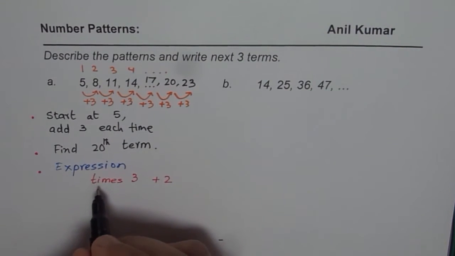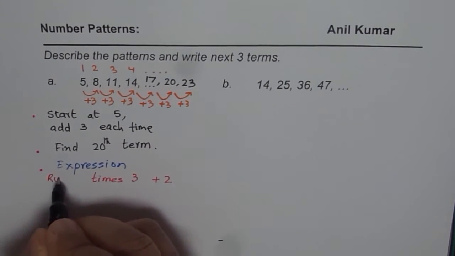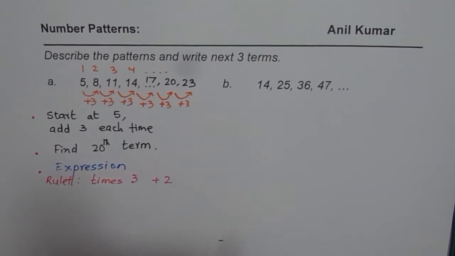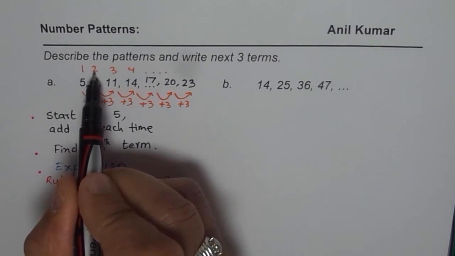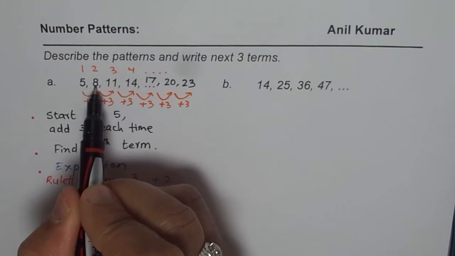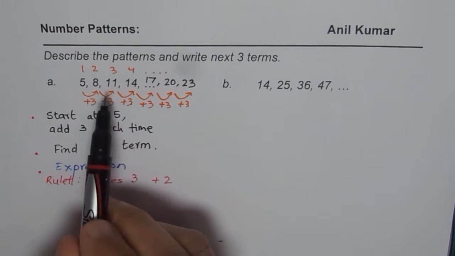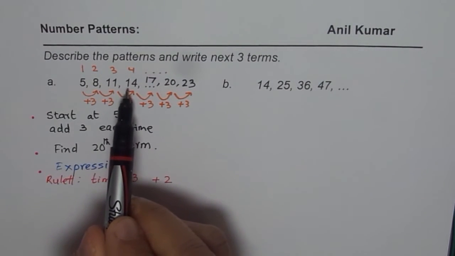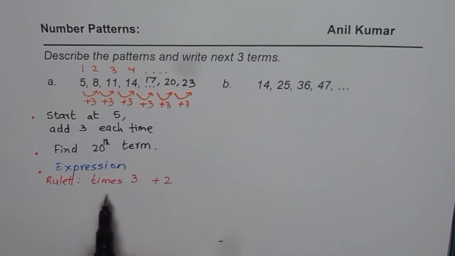So this is another pattern rule we are trying to develop, right? So that is the rule. Times 3 plus 2. Times 3. 2 times 3 is 6, and when you add 2, you get 8. 3 times 3 is 9. When you add 2, you get 11. 4 times 3 is 12. When you add 2, you get 14. So this rule works. Do you see that?